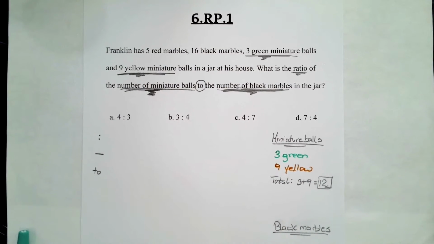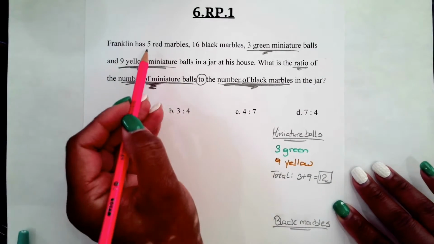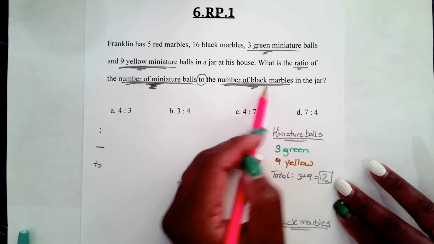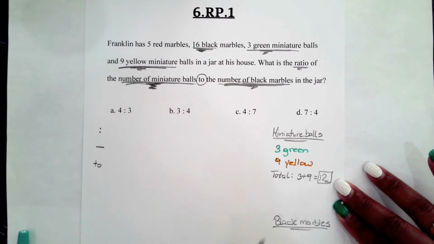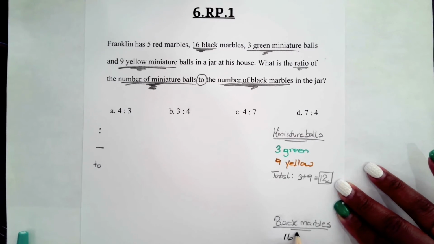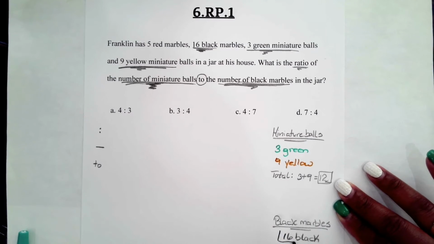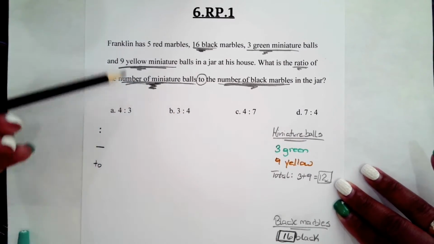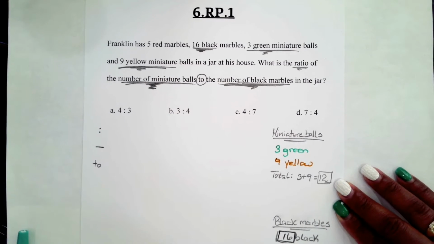Now let's get down here to where they're talking about black marbles. Well, I see that they mentioned 5 red marbles and 16 black marbles. But when they said black marbles, I'm only focused on the 16 black marbles. So I'm going to write 16 black. And I know that that is what I need. So yes, they have 5 red marbles in the problem. But looking at the word choice here, the red marbles are not going to be of importance to us.